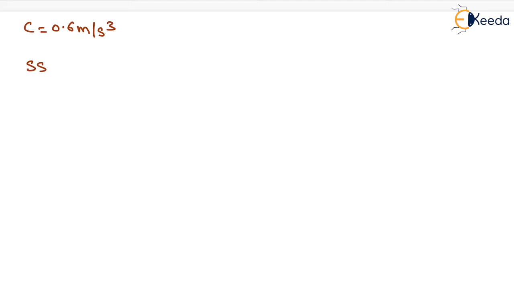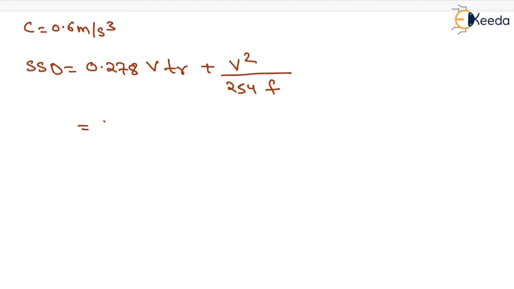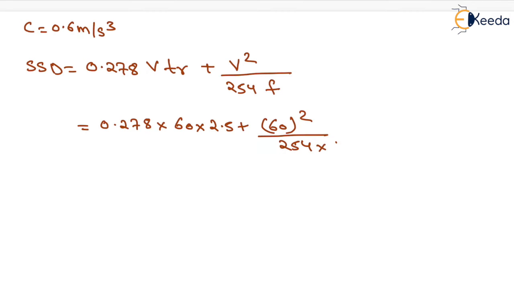First of all we need to calculate the stopping sight distance, which will be equal to 0.278 V TR plus V square upon 254 F. Now the value of V is given in the question: 0.278 into 60 into the reaction time of 2.5, plus 60 whole square upon 254 into the value of F, which is given as 0.35. On solving this we will get the value as 82.19 meter. That will be the stopping sight distance.